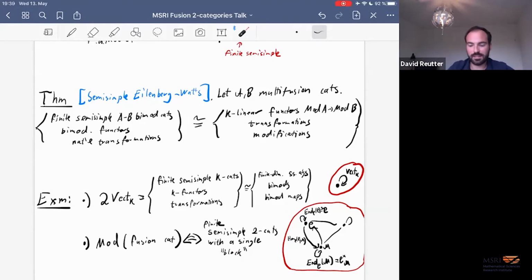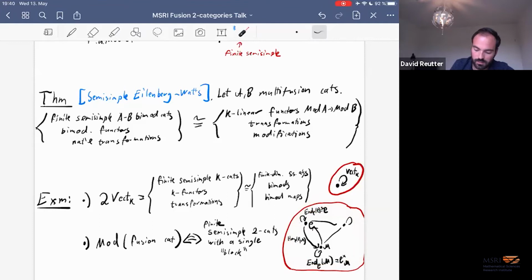Let me say this in a second, but right, so this could look like this. There's a single block, there's a bunch of simple objects which correspond to all the indecomposable module categories of this fusion category. And of course, then we can work out what these endomorphism fusion categories are, if you like. Let me say that all these endomorphism categories that we're looking at here are Morita equivalent, and they're precisely all the Morita equivalent fusion categories that you get from a given fusion category.